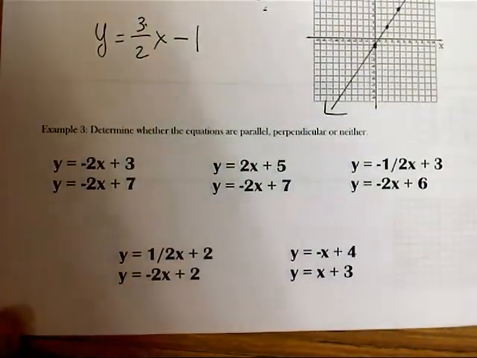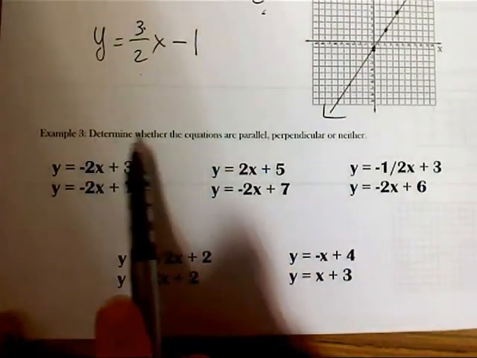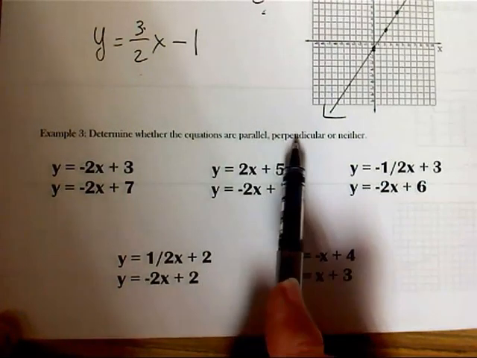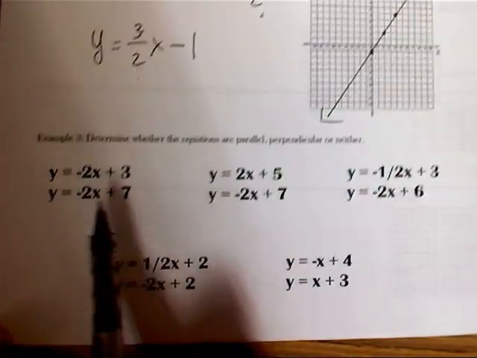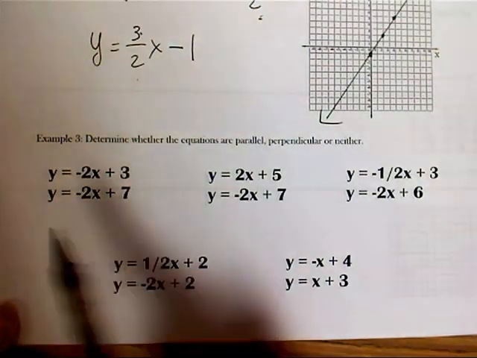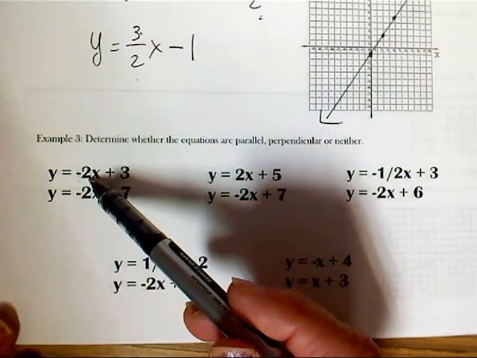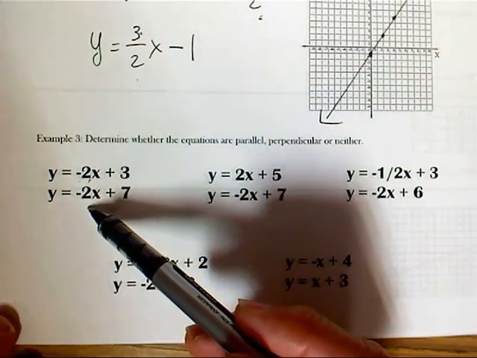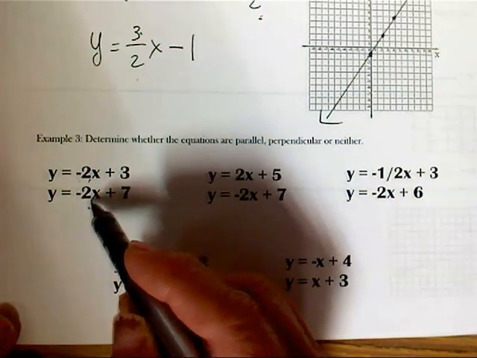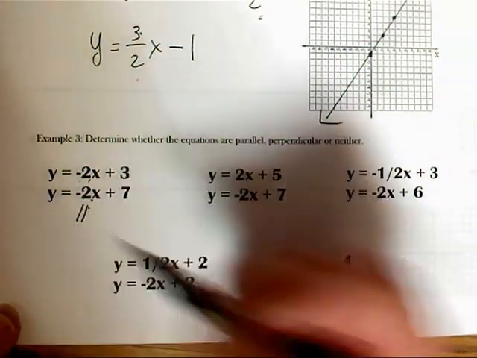Okay, last part. This time, determine whether the equations are parallel, perpendicular, or neither. So you have two sets of lines to compare. This one has a slope of negative 2. This one also has a slope of negative 2. Those are exactly the same. These two are parallel.